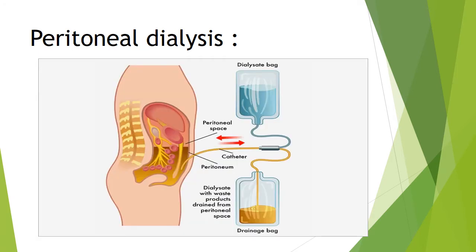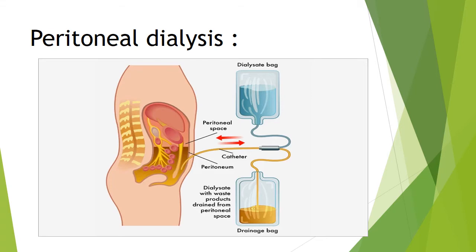Now the second one is peritoneal dialysis. Basically the word peritoneal is derived from the word peritoneum. What is the peritoneum? Peritoneum is basically a natural membrane in the body which encloses our abdominal cavity. As you can see in the diagram, again in this process two catheters are used that are inserted into the abdominal cavity.